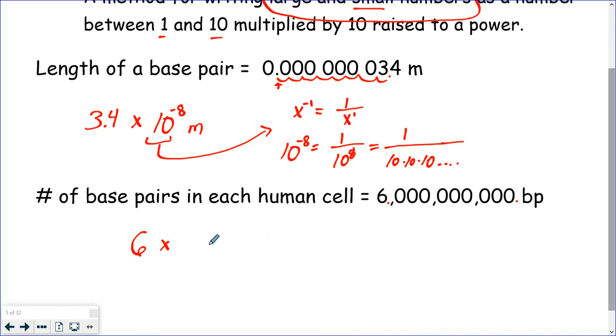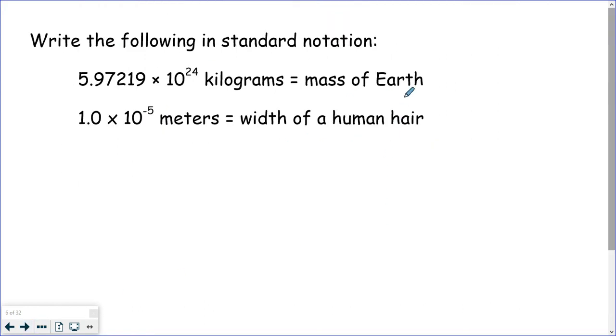But I'm going to say 6 times 10 raised to the power of, and I need to go back to my number. I'm going to move my decimal. 1, 2, 3, 4, 5, 6, 7, 8, 9 spots. So this is 6 times 10 raised to the positive 9th power. Include your units, base pairs. Okay, you can do that for these two, writing in standard notation. They're given to you in scientific notation. I'll do that right away up here on the board.